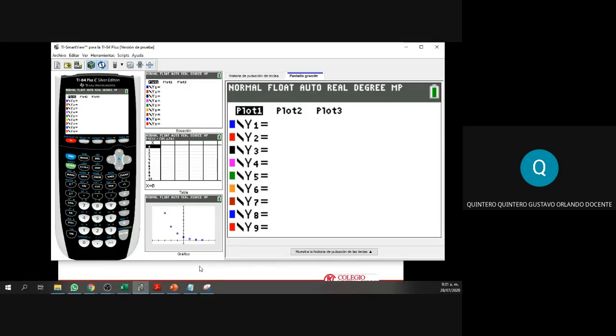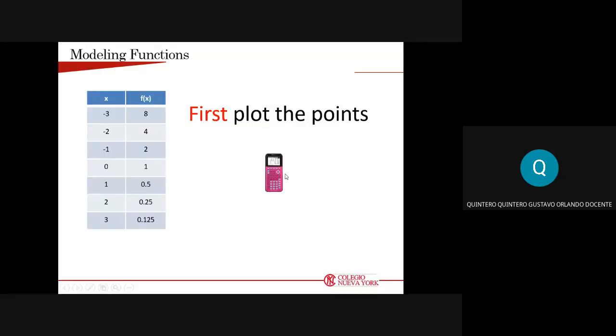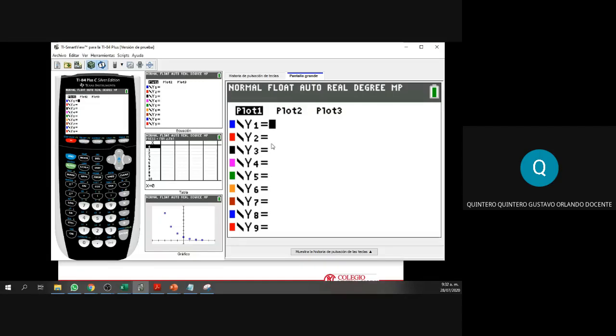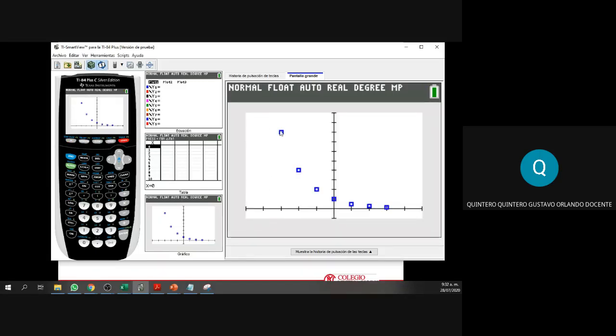Cool. Beautiful. Let's jump into the second step. Second step. First, plot the points. Second, analyze the behavior. What is this? Analyzing the behavior is probably the most important step when we model a function. Analyzing the behavior is taking a look at the data, taking a look at the graph, and analyzing what type of function this data could make.